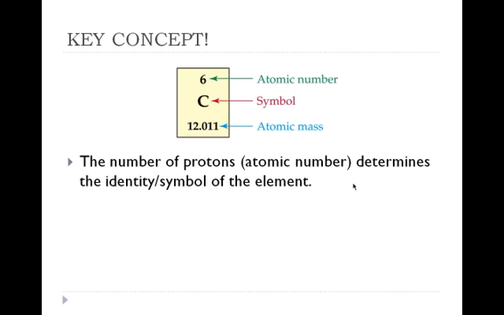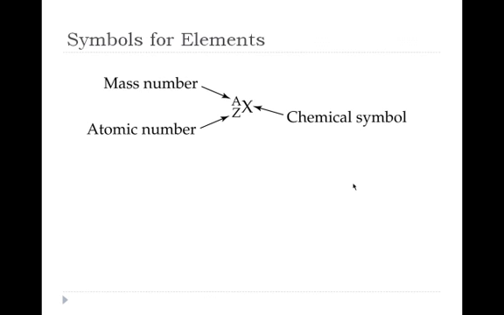The number of protons, which is the atomic number on top, determines who the element is. So that 6 up there, if I change that 6 into a 7, I can't keep it as C, it's now nitrogen. If I make it 5, it's now boron. If I make it 47, it's silver. If I make it 79, it's gold. The top number is the number of protons, and it's protons that determine what the element is, who they are, and what letter we use to represent them.